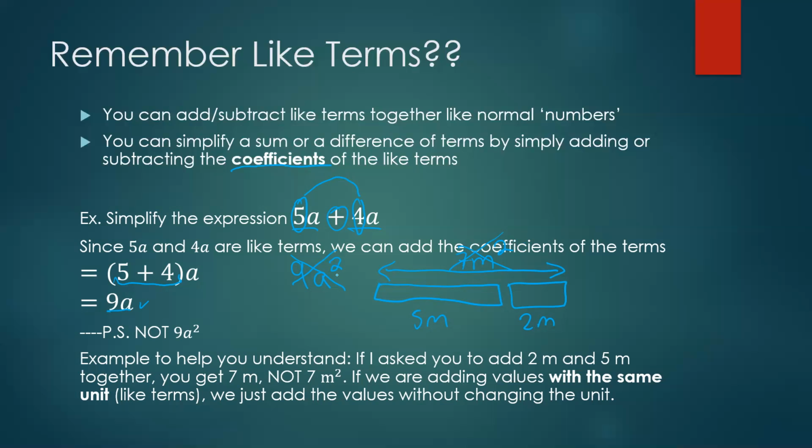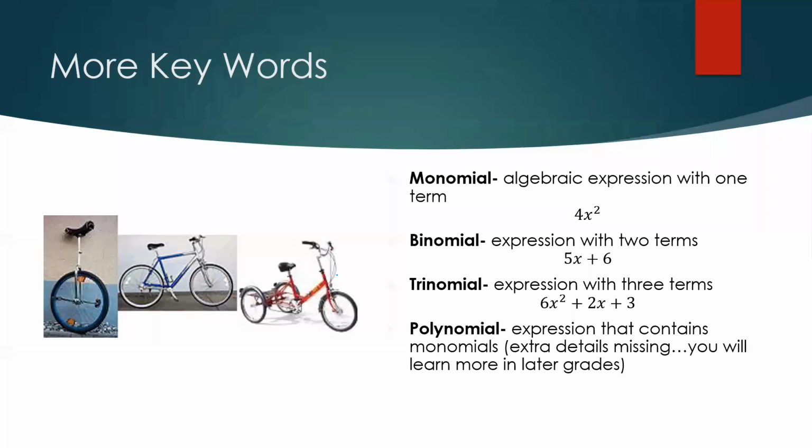So if you're adding values that have the same units or they're like terms, you simply just add the values, and you don't have to change the actual units or the actual variable in this case, right? You just add the numbers in front, right? And like I said, it's quite easy. And sometimes when something is a little easy, people tend to just want to overcomplicate it, but it's really not, right? I'm hoping you understand that so far.